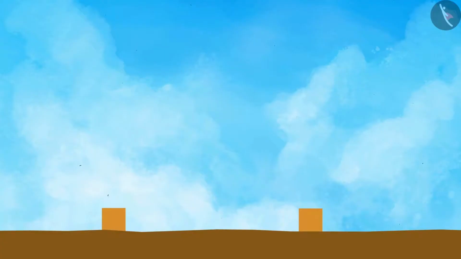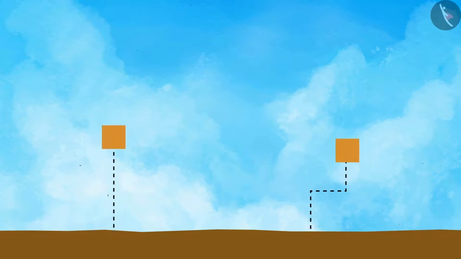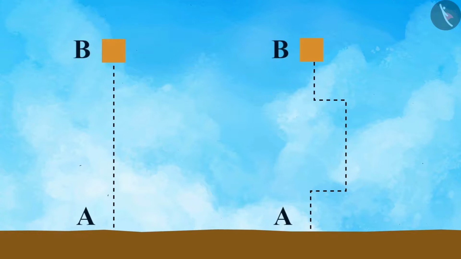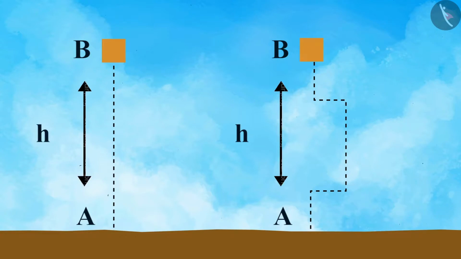Take a look at these two images, where two objects take two separate paths to reach from position A to position B. Here, AB is equal to h. In both the cases, the work done on both the objects is mgh.